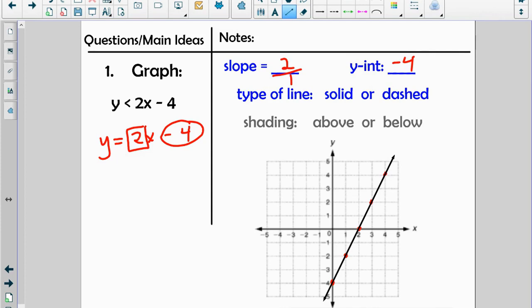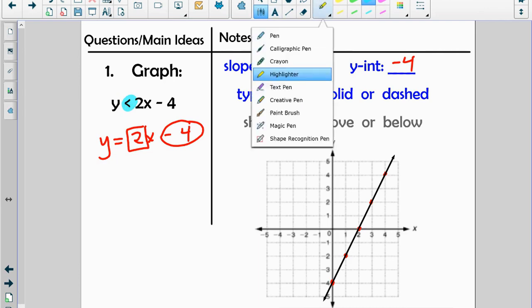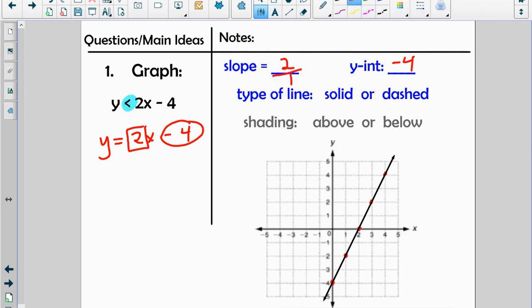Now, the one thing I forgot to do before I drew my boundary line is I have to double check and see what type of line we have to draw. And that all goes back to the inequality symbol. My inequality symbol is a less than symbol, not equal to, just less than. So that means I want to draw a dashed line. That's from our notes on the previous screen.